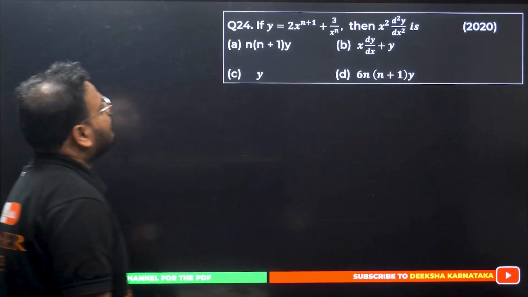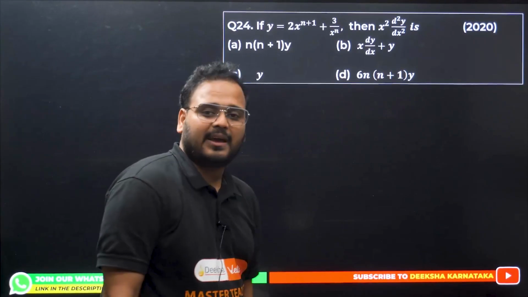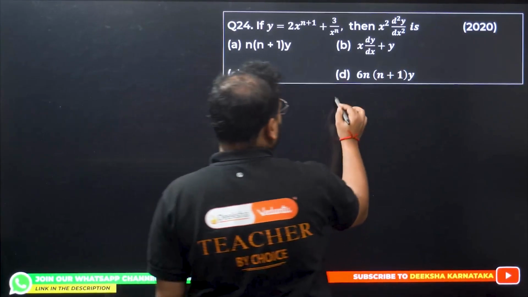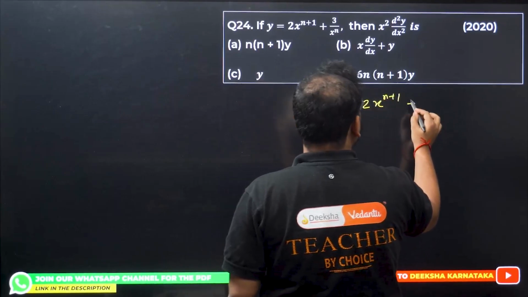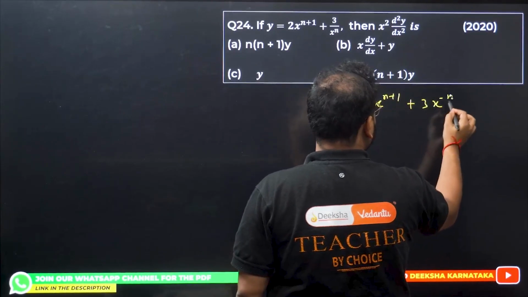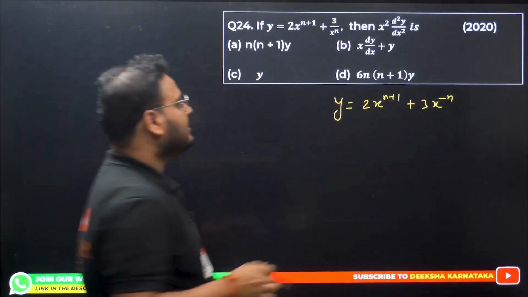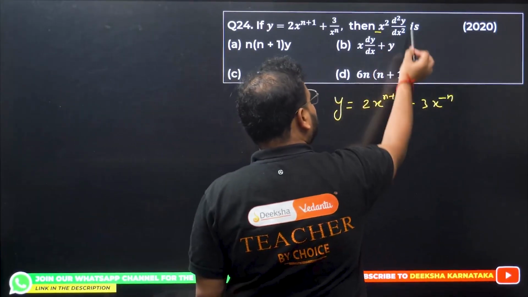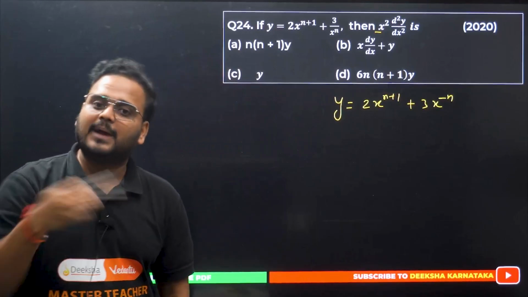24. y equal to 2 times of x power n plus 1 plus 3 upon x power n. Okay. Let me rewrite this once. y equals to 2 times of x power n plus 1 plus 3 times of x power minus n. It will be easier for us. What are they asking? They are asking us x square times of second derivative of y with x. So let's find second derivative first, then we're going to multiply x square to that.